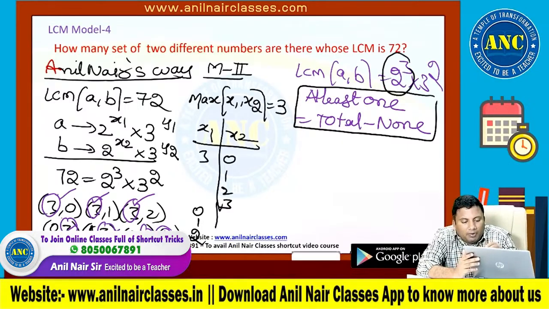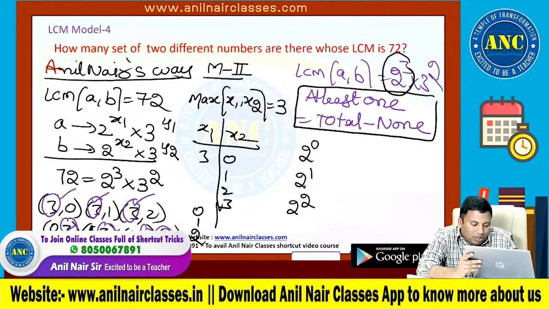At least 1 is total minus none. What is this total minus none? Give all the powers of 2 to A. A is 2 power 0, 2 power 1, 2 power 2, 2 power 3. B also, give 2 power 0, 2 power 1, 2 power 2, 2 power 3.